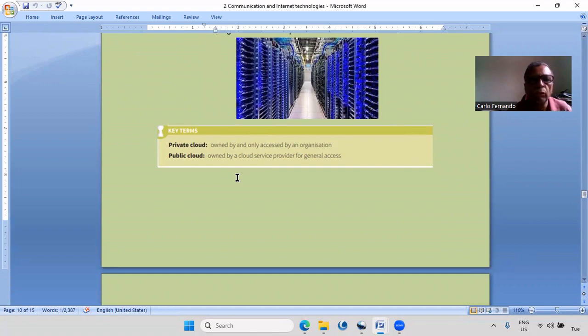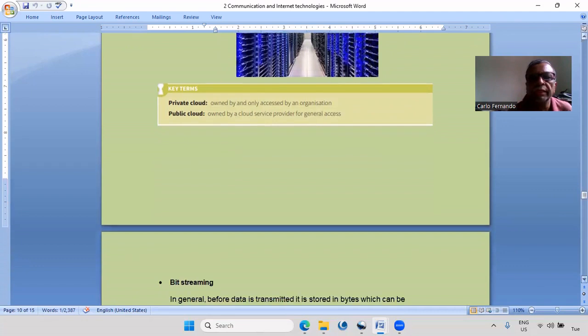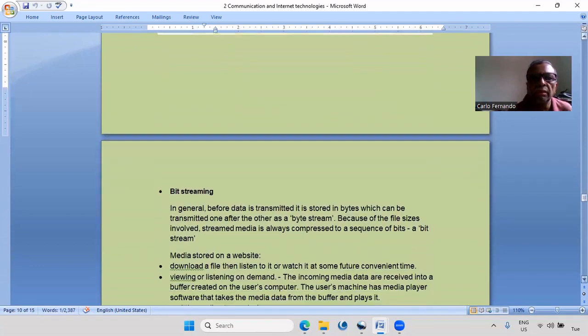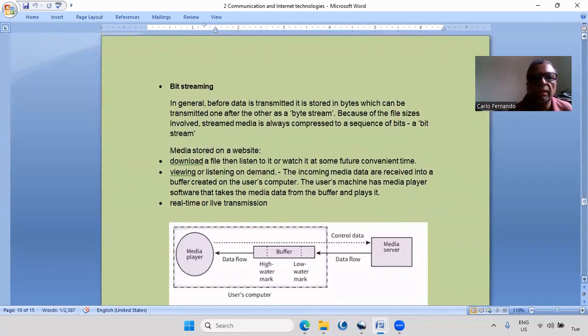Key terms: private cloud, owned by and only accessed by an organization. But public cloud, owned by a cloud service provider for general access. Private is only for that organization; public, anyone can access.